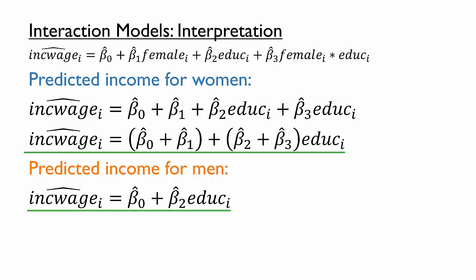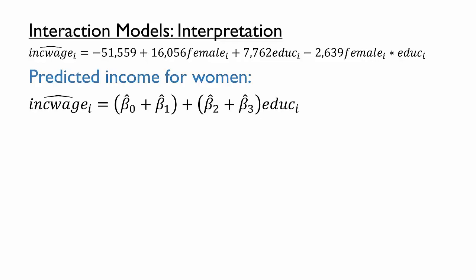Take a look at the predicted incomes for women and men. Notice that each equation is a linear function of education. Those lines have different intercepts for women and men, and they also have different slopes. In other words, our interaction model has predicted that men and women have incomes that are 2 different linear functions of education. To better understand these predictions, let's plug in the model's numerical estimates.